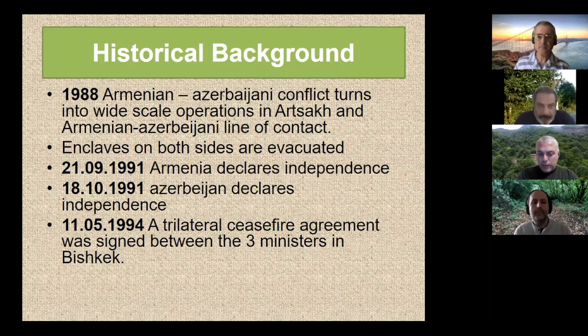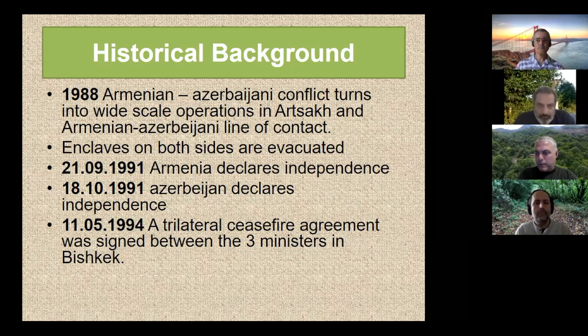Okay. So a quick historical background: in 1988, the conflict between Armenia and Azerbaijan turned into wide-scale operations, firstly in Artsakh, the mainland Artsakh versus the Azerbaijani villages. At the same time, we had a conflict on the border in Tavush and Geghar-Konik, which was between Armenia and Azerbaijan. So it was not only a conflict between Artsakh and Azerbaijan, it was a conflict between Armenia and Azerbaijan. This conflict had ups and downs. We lost sometimes, then the war ended with our victory.